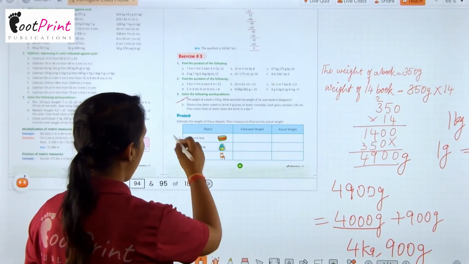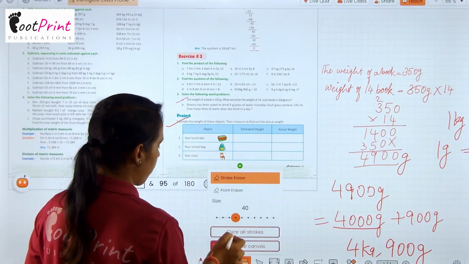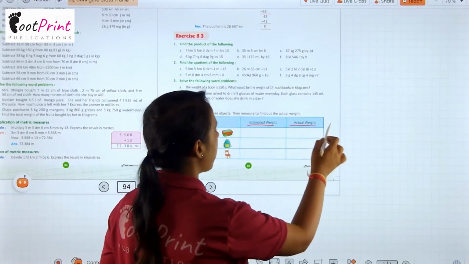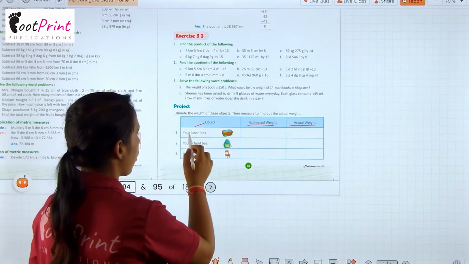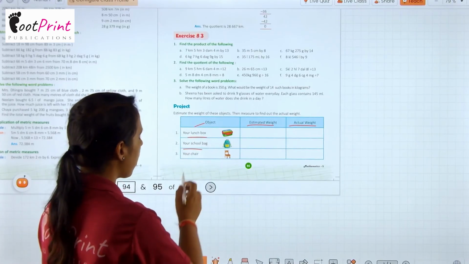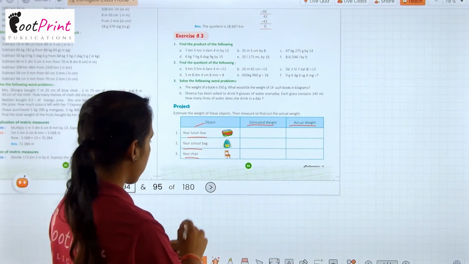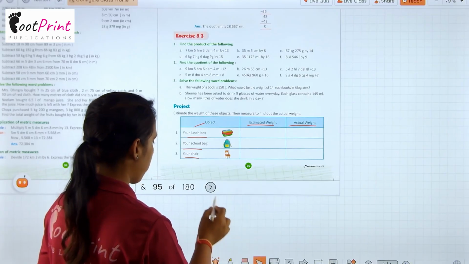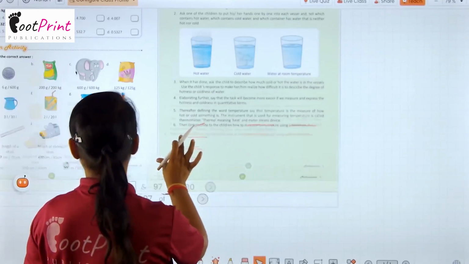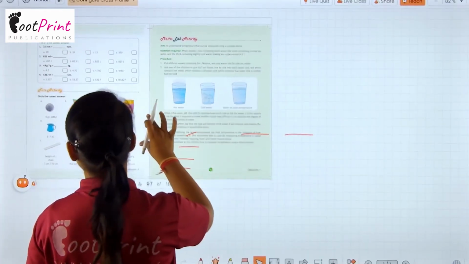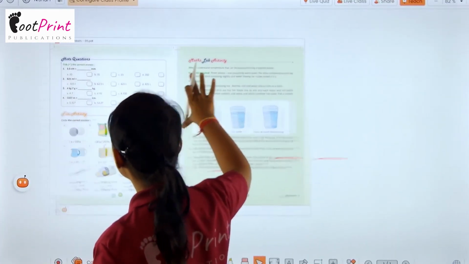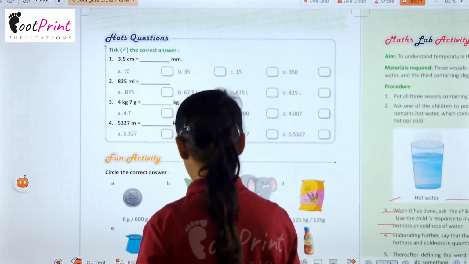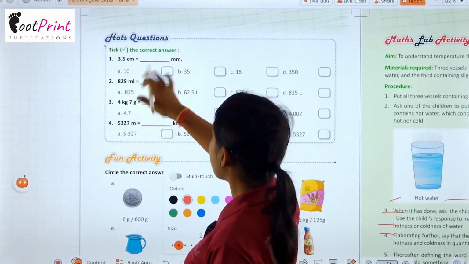Now we have project work that you will do by yourself. Here we have to estimate weight and write the actual weight here: your lunch box, your school bag and your chair. This question you will do by yourself. Now we will move to the next. Here we have the choose-the-correct-answer questions. Let's solve them.